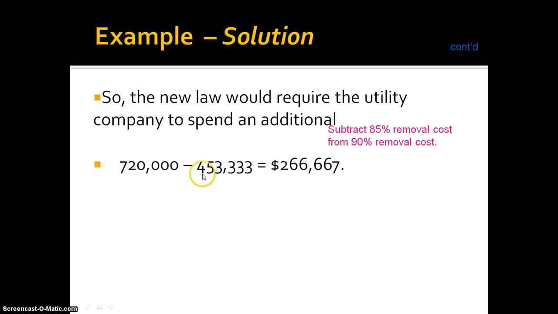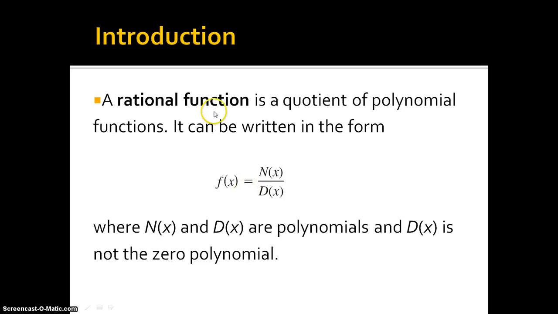$720,000 minus $453,333, and so that difference is about $267,000. Like that. An application of using a rational function.